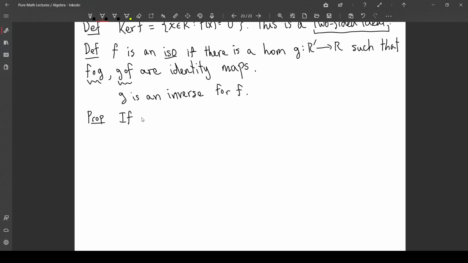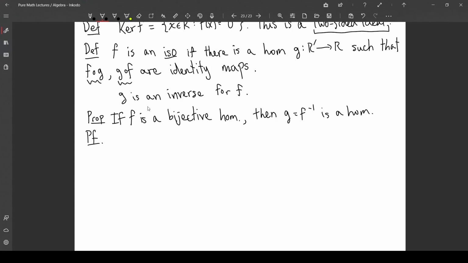If F is a bijective homomorphism, so bijective is just the set theoretic term for a function which has an inverse, then G, which I'll define to be F inverse, is a homomorphism. Okay.